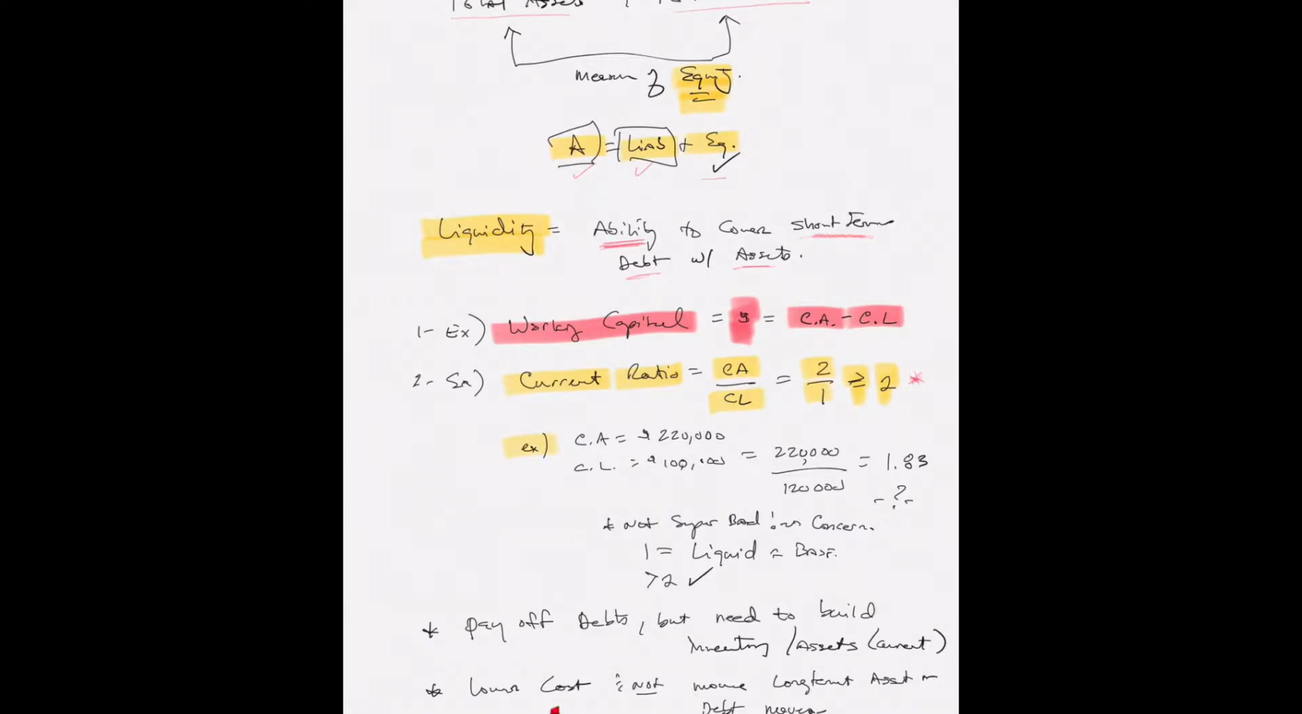The first way to measure liquidity is very simple. It's just called working capital. It's a dollar value, and it's just current assets minus current liabilities. That dollar value always has to be positive. So that's a simple one.